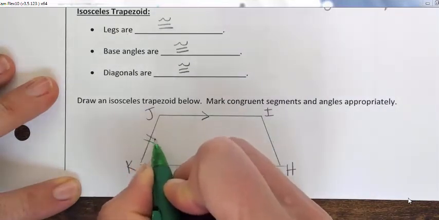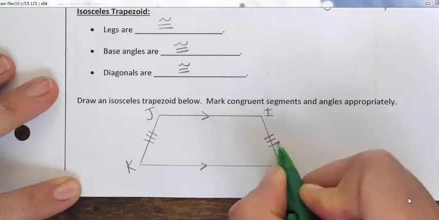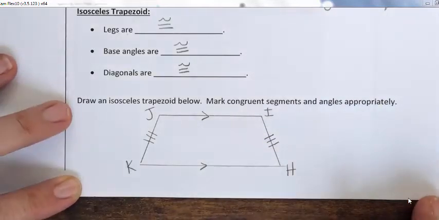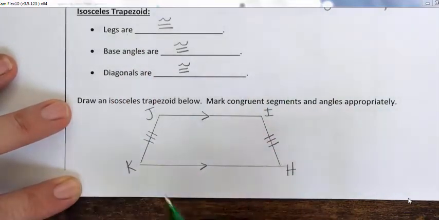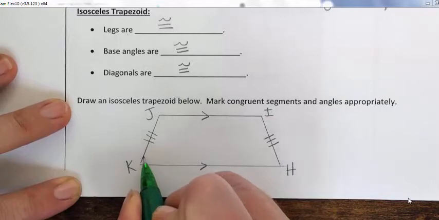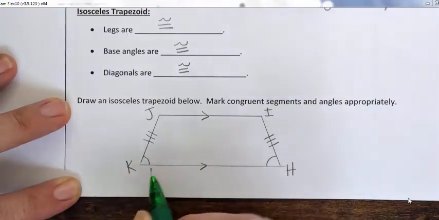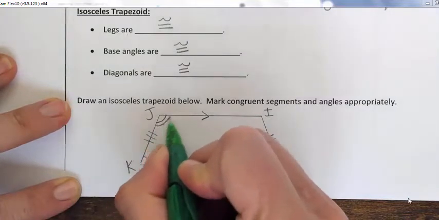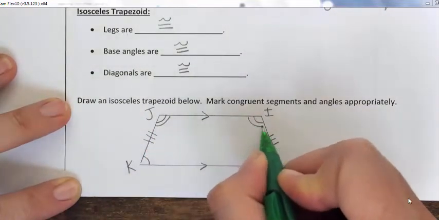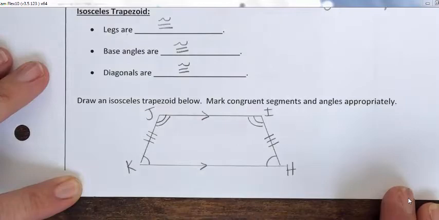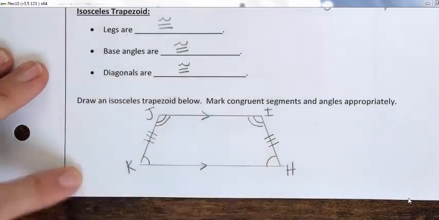How about I'll go 3 tick marks. Base angles are also going to be congruent. So the pairs of base angles, this K would be congruent to H because that's 1 pair of base angles. And then J will be congruent to I. That's another pair of base angles. And then the only other thing is the diagonals are congruent.